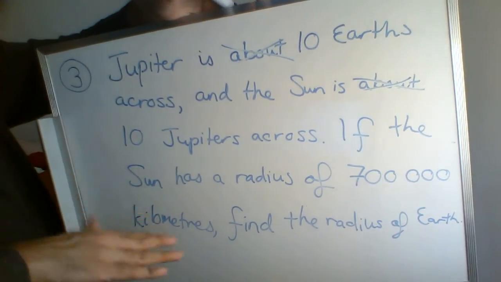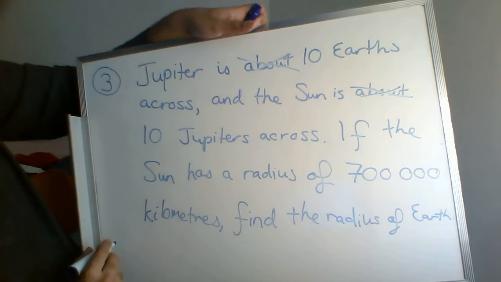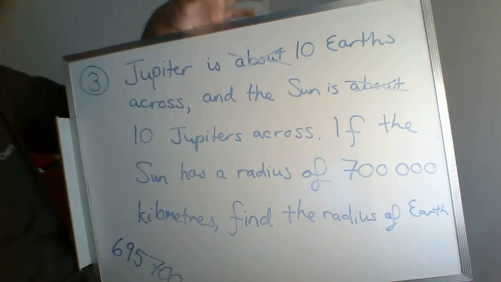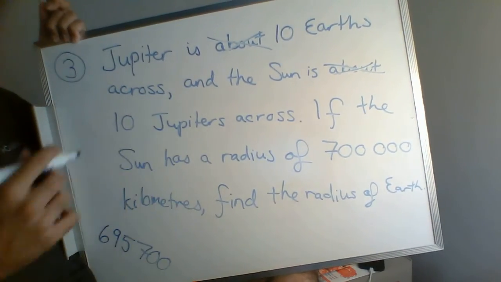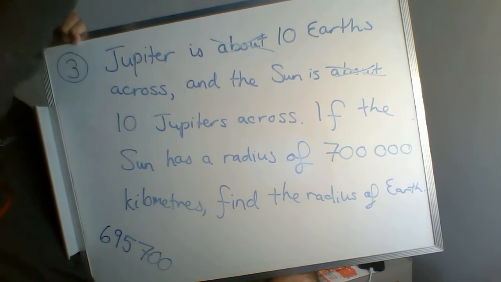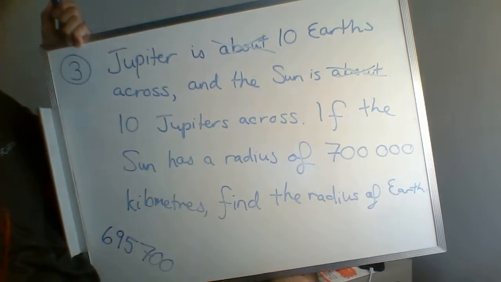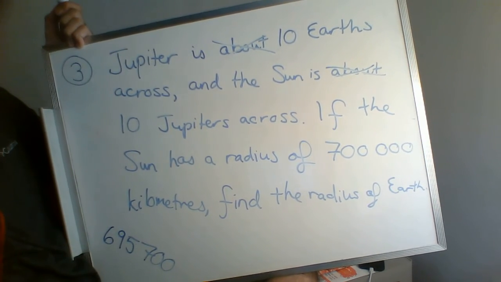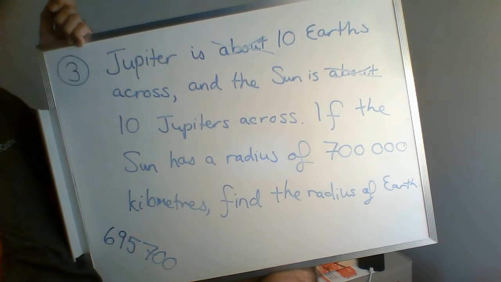If the Sun has a radius of 700,000 kilometers, which it almost does, just again the astronomy student in me, it's 695,700 kilometers. We'll just call that 700,000 for the simplicity of this problem. So assuming the Sun has a radius of exactly 700,000 kilometers, Jupiter is exactly 10 Earths across, and the Sun is 10 Jupiters across, figure out the radius of the Earth.